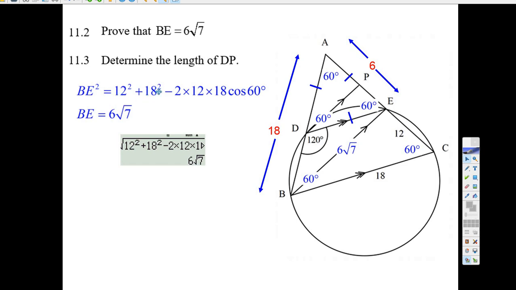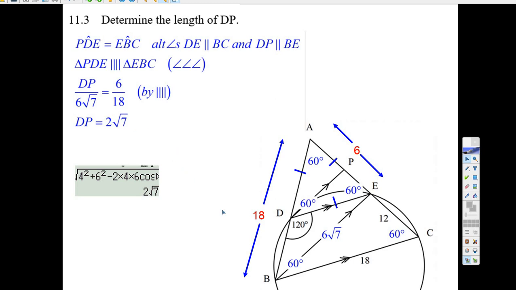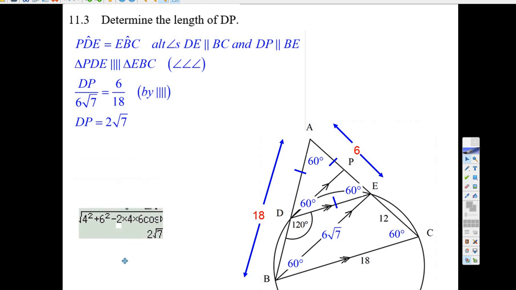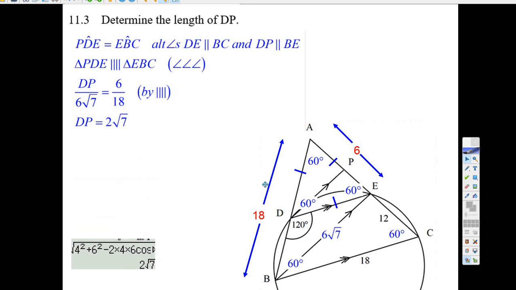I'm going to go 12 squared plus 18 squared minus 2 times 12 times 18 times the cosine of the angle in between. I'm going to put it in my calculator, and it tells me that BE is equal to 6 root 7. So by the cos rule, by the law of cosines, that's exactly what BE is. Okay, now the next one, I thought about it in so many different ways, and there's maybe many different ways of looking at it and doing it, but this is one that I thought was sort of best. Well, it's one that I'm pretty sure works.